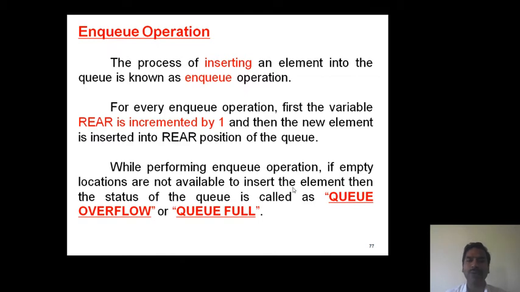While performing the enqueue operation, since the concept is a static representation, at one particular stage empty locations are not available for insertion. Then the status of the queue is called queue overflow or queue full. So that means to perform the enqueue operation, first we check whether the linear queue is overflow or not. If the linear queue is overflow, then insertion is not possible. Otherwise, first increment the rear end by 1 and then the element is inserted.